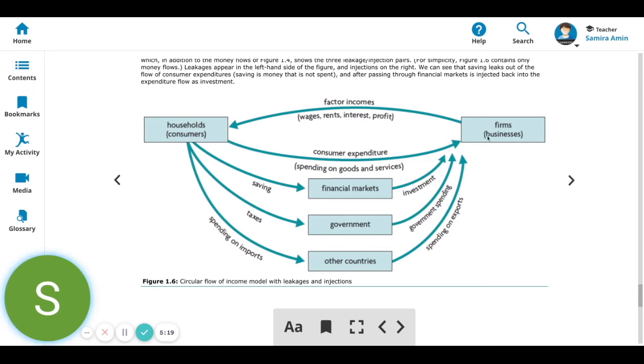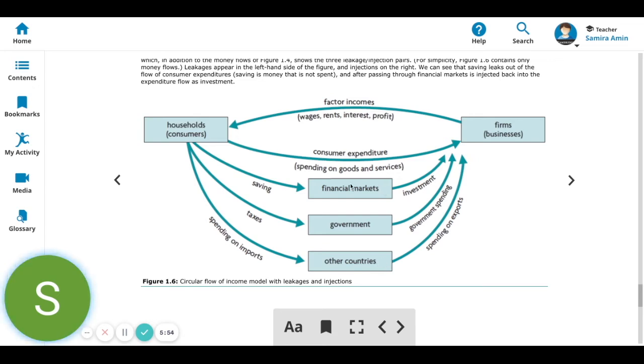Okay, so like we did this one, we've already done this part, that the firms give factor incomes or cost of production to the households, and the households in return use that to spend on goods and services. There's like a shortened version of it. Now these are the three economic agents that we do not consider in the closed economy, that we can see right now in the open economy. There are financial markets, there's the government, and there are foreign countries, right?